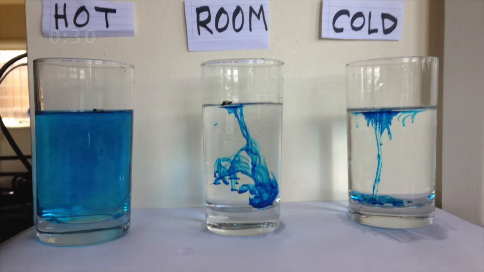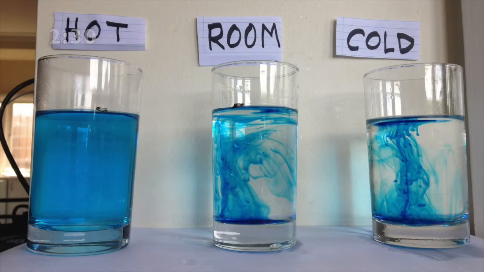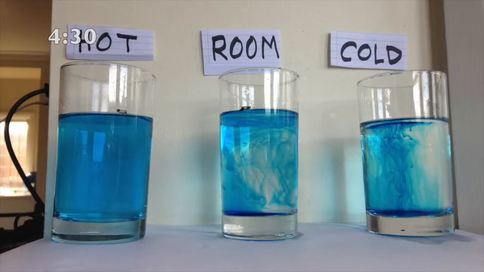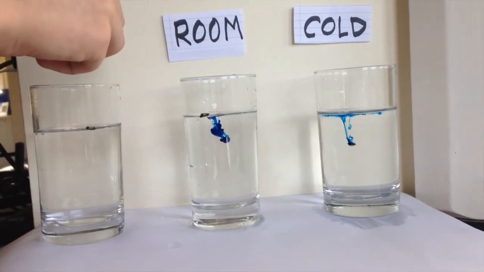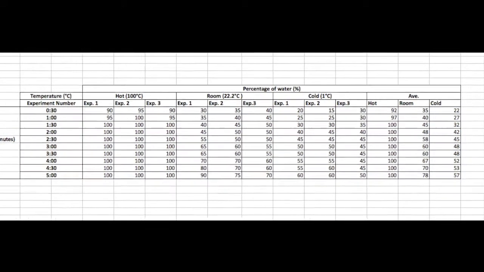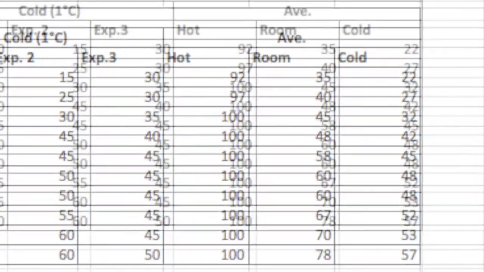We then left the beakers for a period of 5 minutes and estimated at each 30-second interval the percentage at which the food colouring had dispersed throughout the water. This process was repeated 2 more times and recorded in a table. These are the results from our experiment, the room temperature control group being the most consistent. We conducted an average of all 3 of the different conditions in order to compare them more closely.